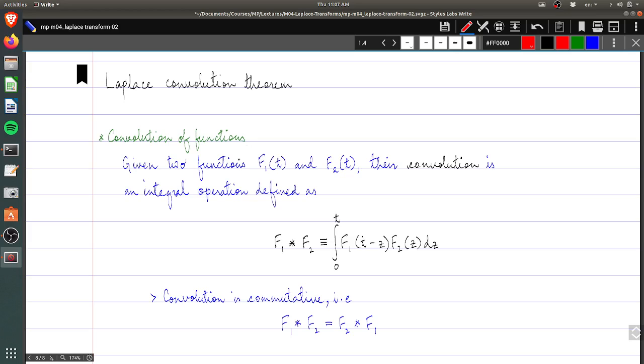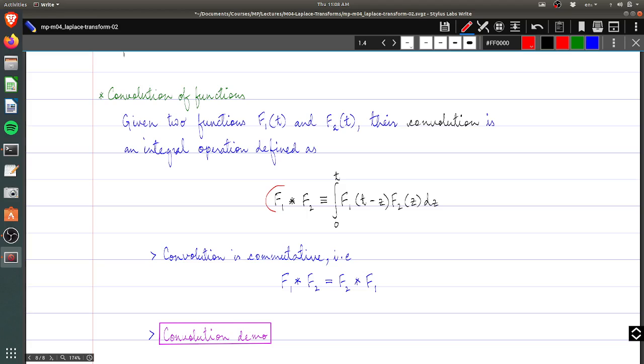Okay, so what is the convolution? Suppose I have two functions, f1 and f2. Then the convolution between these two functions is an integral operation, and it is defined in this way. We generally write it as f1 star f2. This is defined as the integration from 0 to t of f1 shifted by an amount, t minus z, times f2 of z, and then we integrate with respect to z.